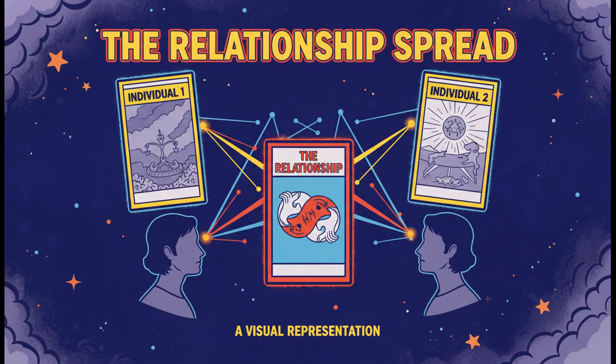For example, you could use it to understand a relationship dynamic. You'd have one card for you, one for the other person, and then a third card that represents the relationship itself, that shared energy between you. It's such a powerful way to see all sides of a connection.